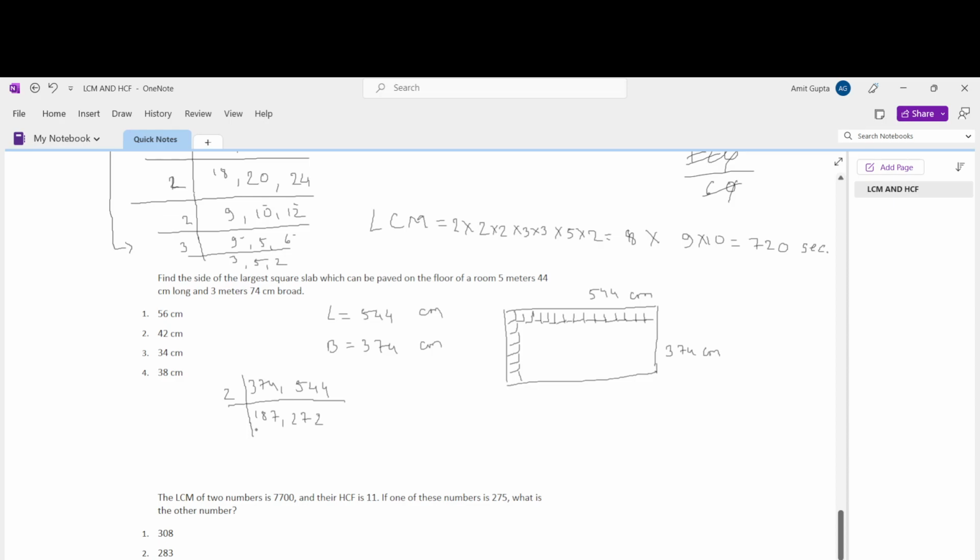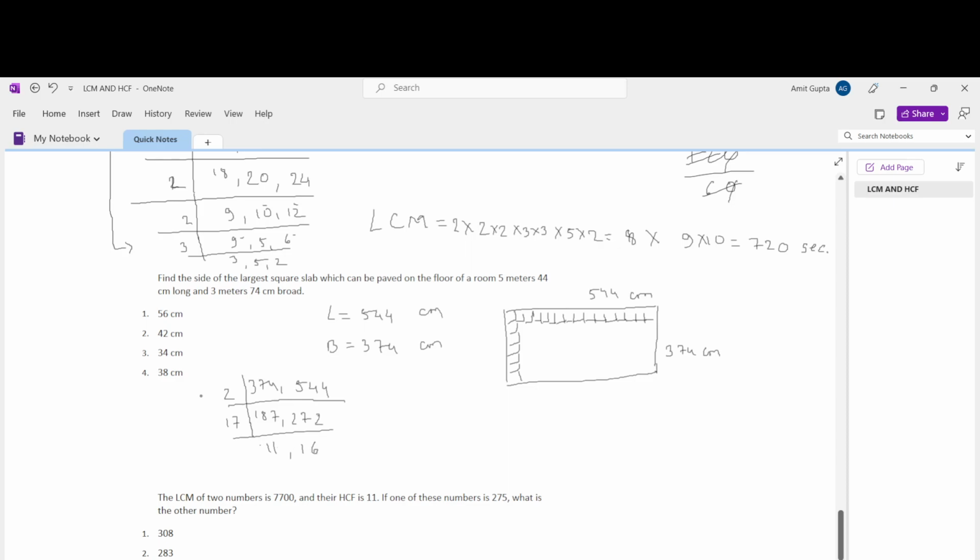After this the prime is 17. 17 will divide 76 or 102. So next number will be 17. 17 into 11 is 187. 17 1 is 17. 102, 17 6s are 102.